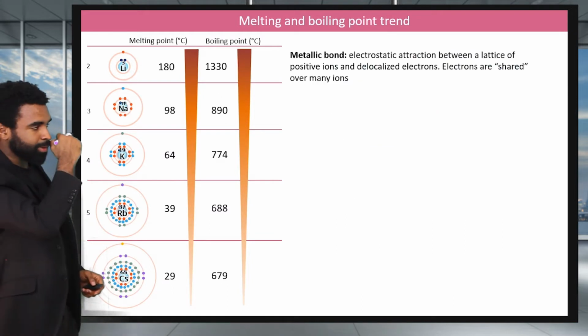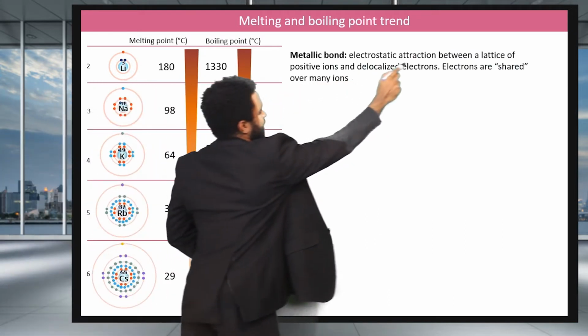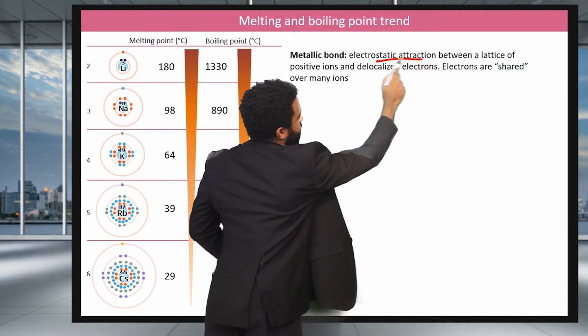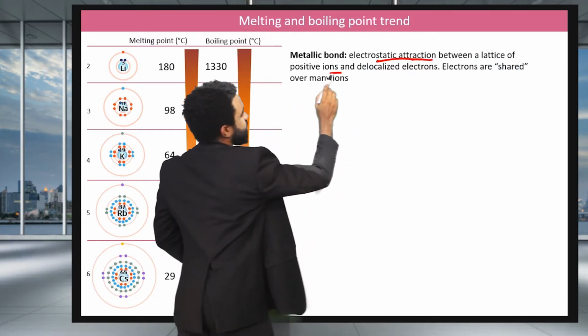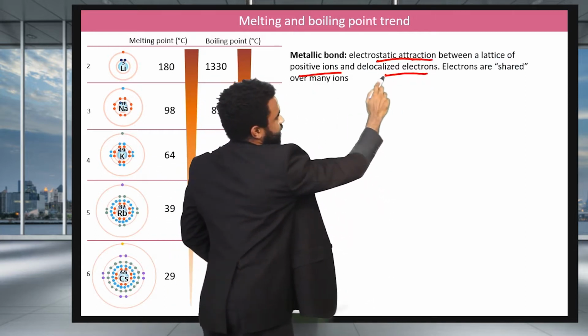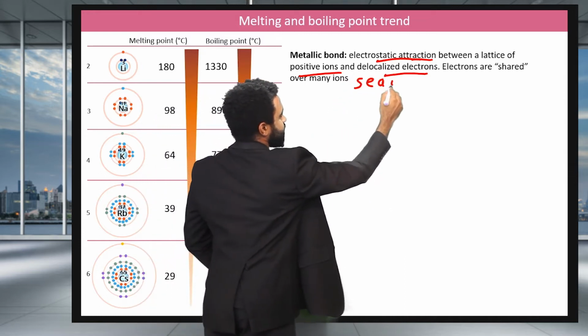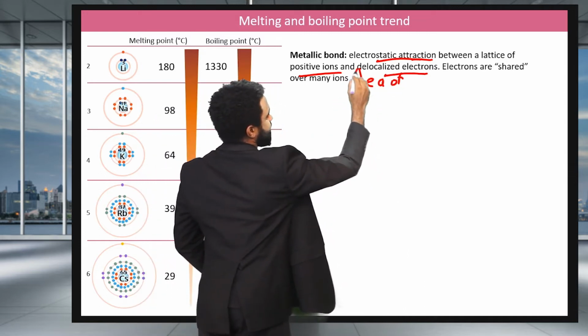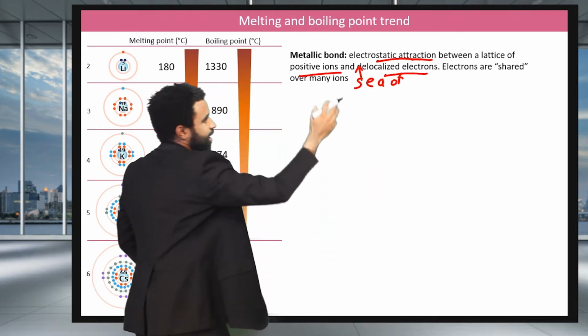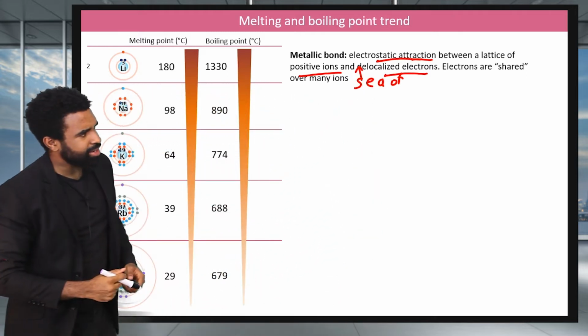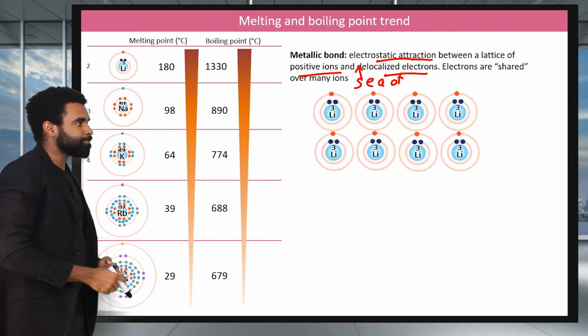So what's a metallic bond? A metallic bond is the electrostatic interaction or attraction between a lattice of positive ions and delocalized electrons. Or you might hear a sea of delocalized electrons. Electrons are shared over many ions. What does that mean? Let's look at an example.